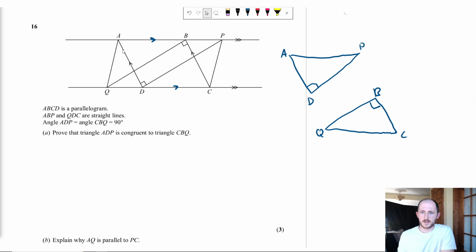So first things first, can you see that these two sides here, AD and BC, will be equal? So AD equals BC, because opposite sides in a parallelogram are equal.